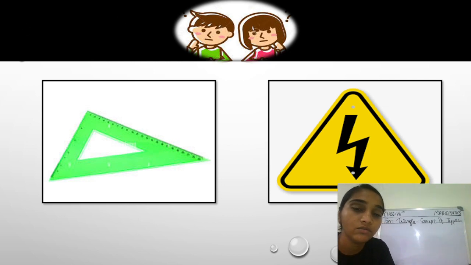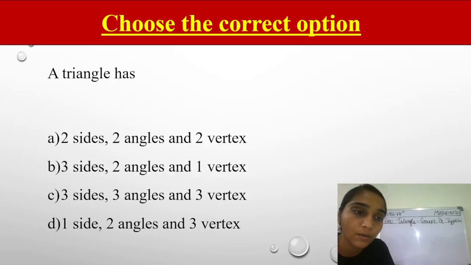Very good. Now, students, it's time for you to choose the correct option. A triangle has: two sides, two angles, two vertices; or three sides, two angles, one vertex; or three sides, three angles and three vertices; or one side, two angles and three vertices.